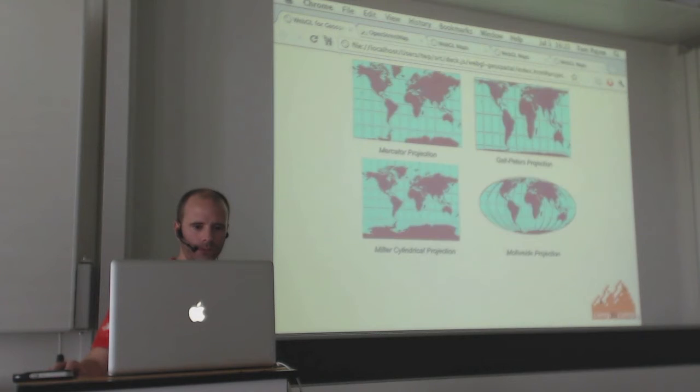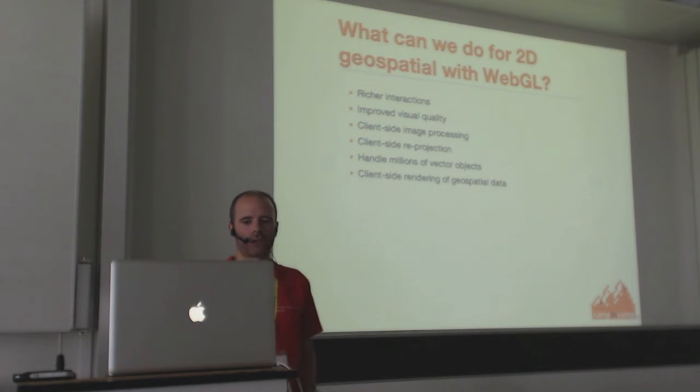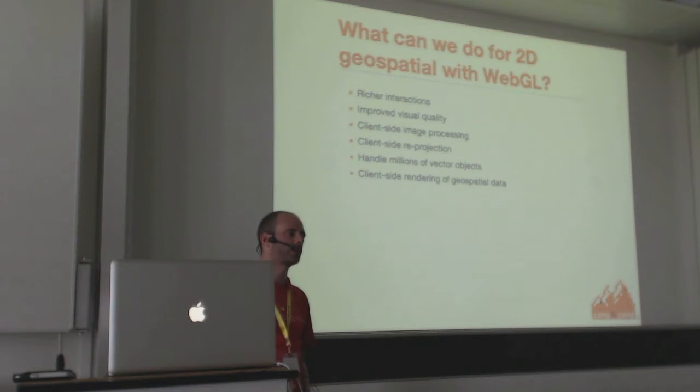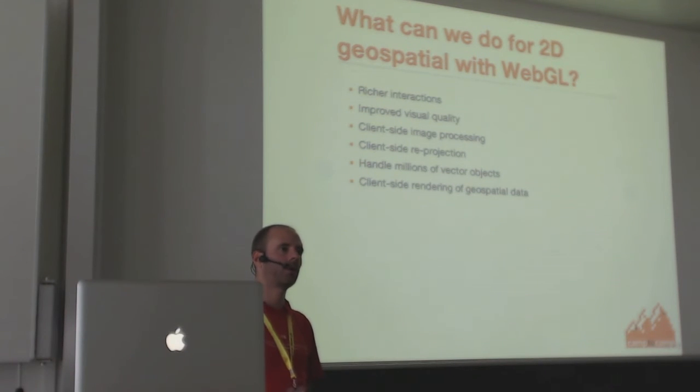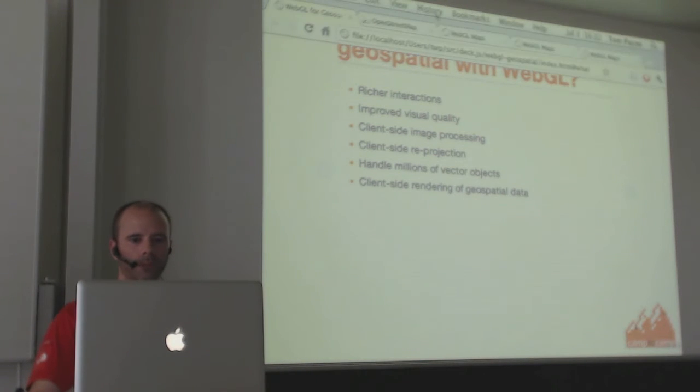So I'm going to this one. Let's check my list. The fifth point on there is, I know, an area that's very interesting to many people at the moment. With WebGL, we can use the GPU to handle millions of objects on the client side. We're no longer limited to the powers of our JavaScript virtual machines. We can use the GPU to help us out here.